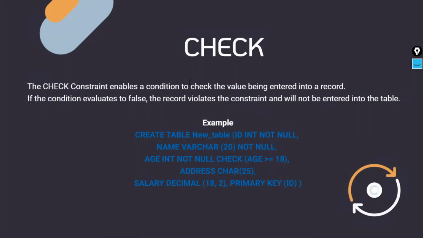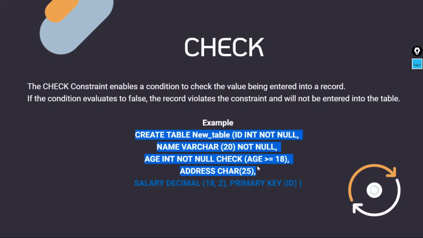Check. Okay, check is another type of constraint that we can use in order to check or evaluate a particular condition. Say, for example, I wanted to create a table and I wanted to make sure that a particular value only is allowed in a particular column. Then I can use check constraint to evaluate it and control the data level. The check constraint enables a condition to check the value being entered into a record. If the condition evaluates to false, the record violates the constraint and will not be entered into the table. Basically, it will not allow you to create values that are not fulfilling the condition.